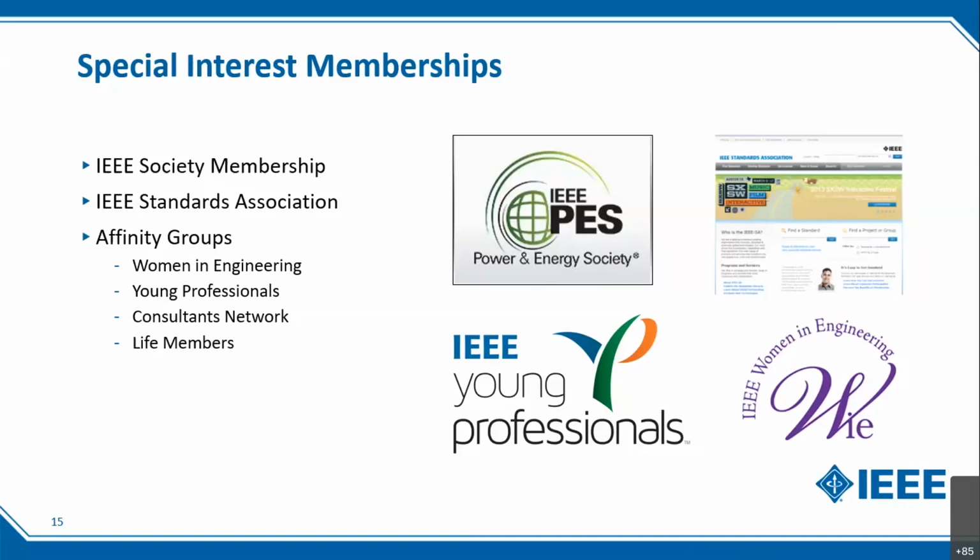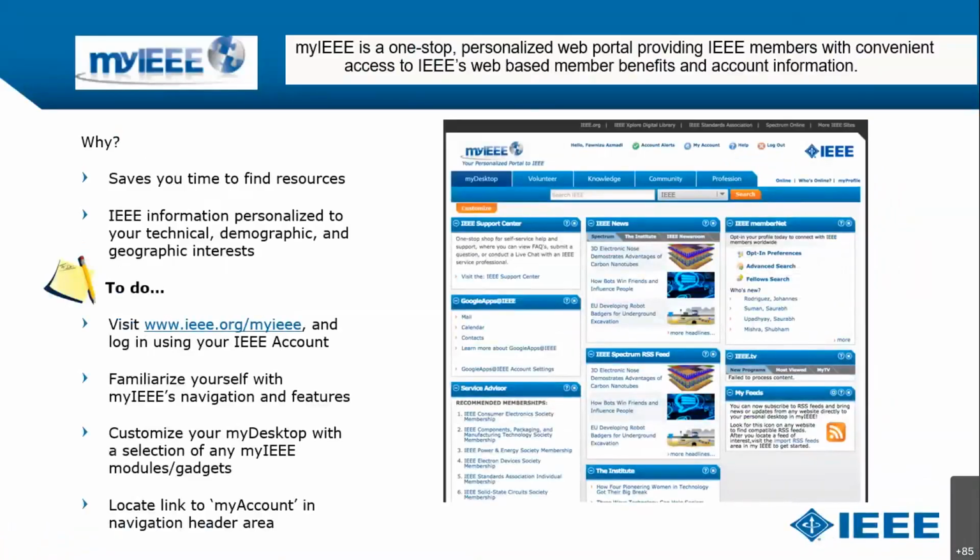If you are interested to know more about all the benefits, you can log into the website ieee.org/myieee. Once you become an IEEE member, all your benefits will be in this one place. But even if you are not a member, you can log into ieee.org and navigate to see what benefits are available. Because time is short, I cannot explain everything over here.